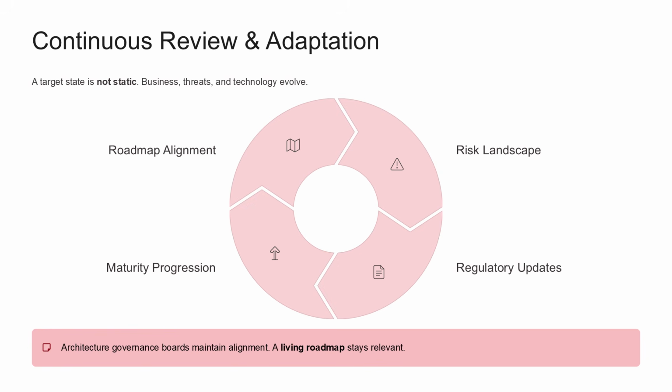A target state is not static. Business strategy evolves. Threat landscape evolves. Technology evolves. Your architecture must adapt. You should schedule periodic reviews of roadmap alignment, risk landscape changes, regulatory updates, capability maturity progression. Architecture governance boards play a key role in maintaining alignment. A living roadmap maintains relevance.